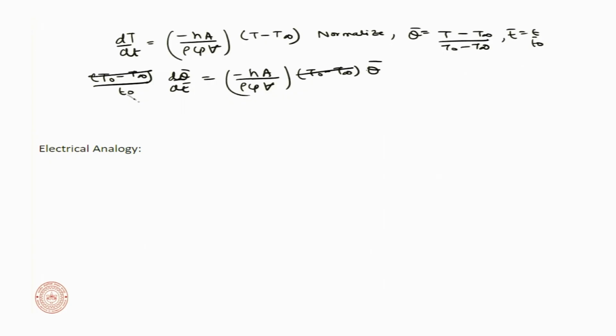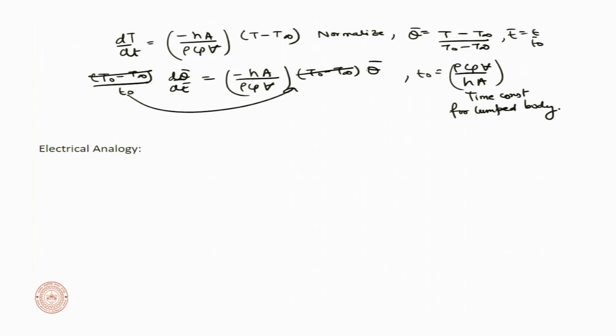These get cancelled, t naught comes to the right, and we can select t naught equals rho Cp V over hA. This is again our time constant for lumped analysis. We do get d theta bar by dt bar equals minus theta bar. Okay. We want to solve this expression. So, if we solve this expression, we have d theta bar by theta bar equals minus dt bar, with time from 0 to t.